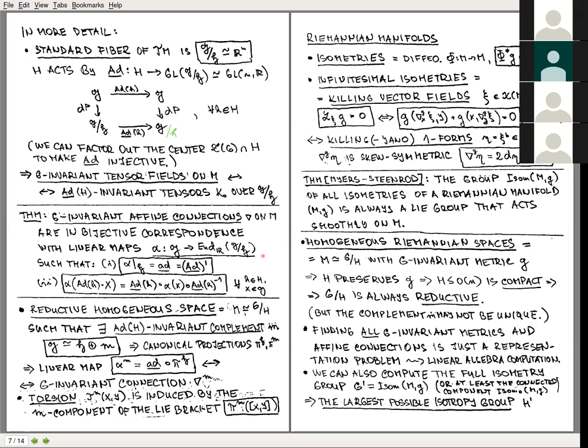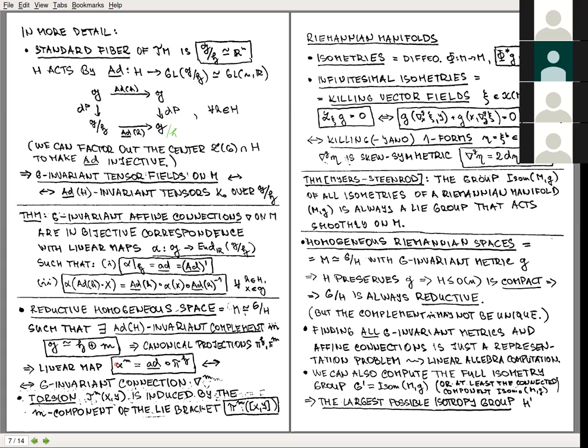Special case, which will be our case in the special Riemannian geometries, is when we have a reductive homogeneous space, which is such that there exists a complement m to the Lie algebra h in the bigger Lie algebra g, but such that this complement is Ad H invariant. In this case, of course, from this splitting we get canonical projections to the h component and the m component.